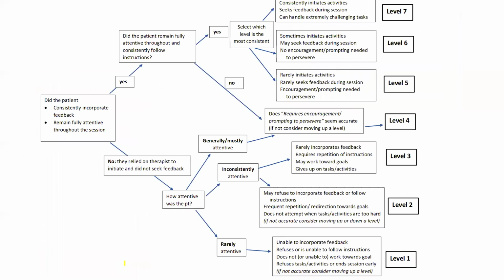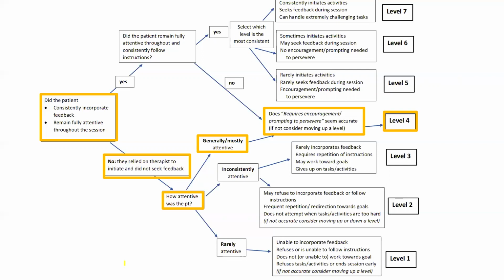So now I'm going to go through it on the decision tree and what that would look like. So did the patient consistently incorporate feedback, remain fully attentive throughout the session? So no. She did rely on the therapist to initiate, and she did not actively seek feedback. So how attentive was the patient? The patient was generally attentive. And requires encouragement and prompting to persevere seem accurate?